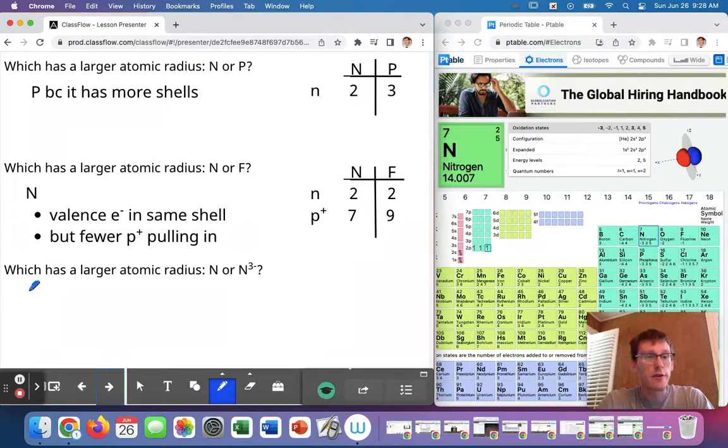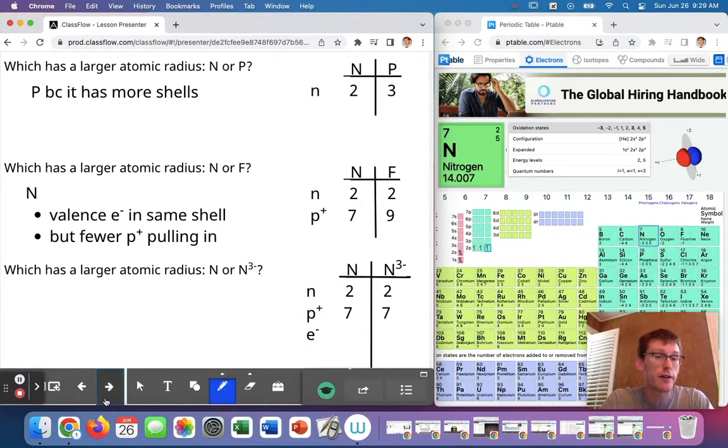Next, we'll consider the atomic radius of nitrogen versus the ionic radius of the N3- anion. And right off the bat, we can tell the same number of shells, same number of protons, but what differs is the number of electrons, of which nitrogen has 7, but N3- has 10.